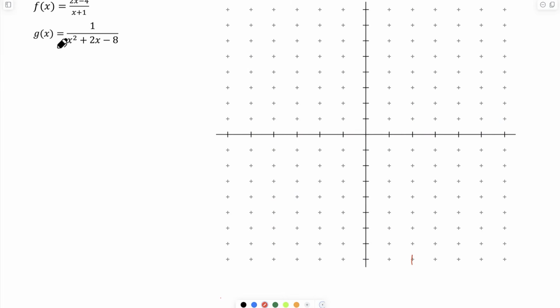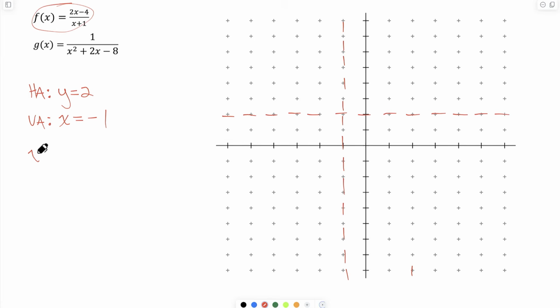The f at x function is a quotient of linear functions. I can find the horizontal asymptote just by dividing the leading coefficients. 2 divided by 1 is 2. Vertical asymptote, what makes the denominator be 0 would be -1. So I'll sketch those. And I also want the x-intercept of this function. So I'd set y to 0 and solve. And if I solved this, I would get x equals 2. So the x-intercept is at 2. And to find the y-intercept, I would just set x to 0 and solve, and that would give me -4.